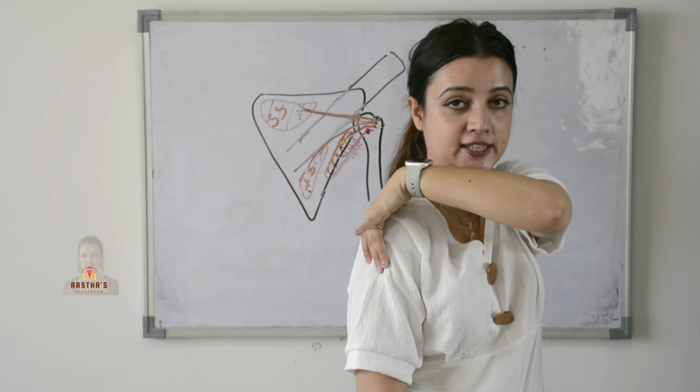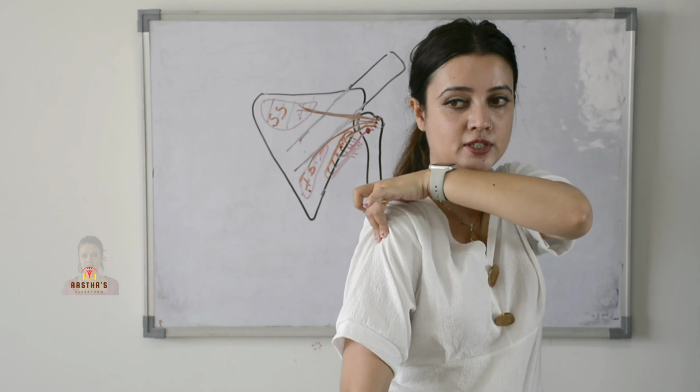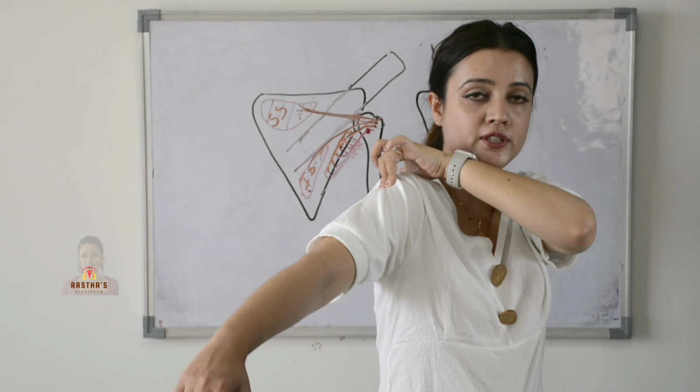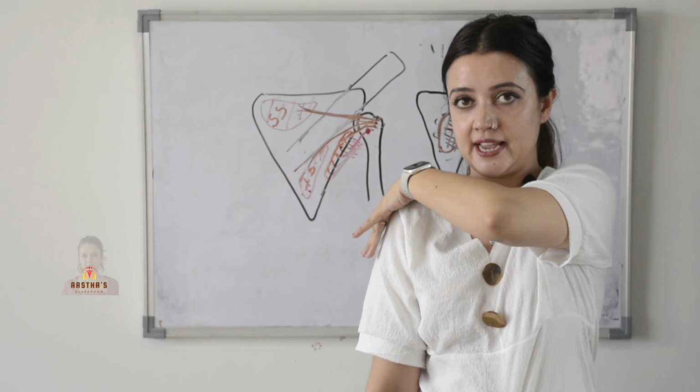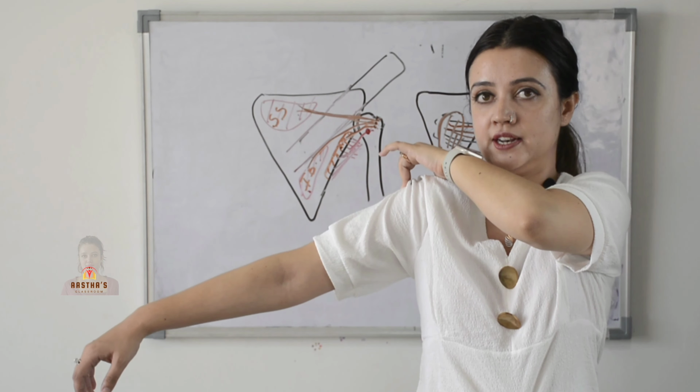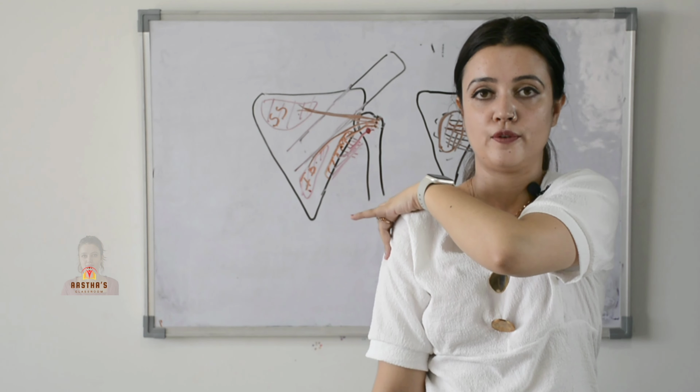Let's see how it works. When it shortens, it pulls the humerus upwards, that is, it elevates the humerus in this direction to cause abduction of the shoulder.